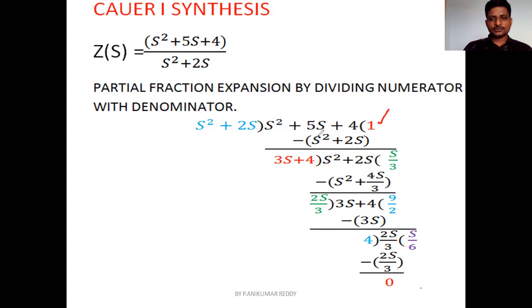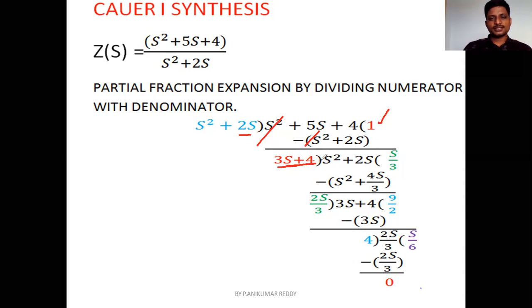So you can write s square, and there is another term, 2s. 2s into 1 is 2s. So s square minus s square minus 2s. If you subtract, s square and s square get cancelled. 5s minus 2s is 3s, and there is 4. Therefore 3s plus 4 is the remainder.